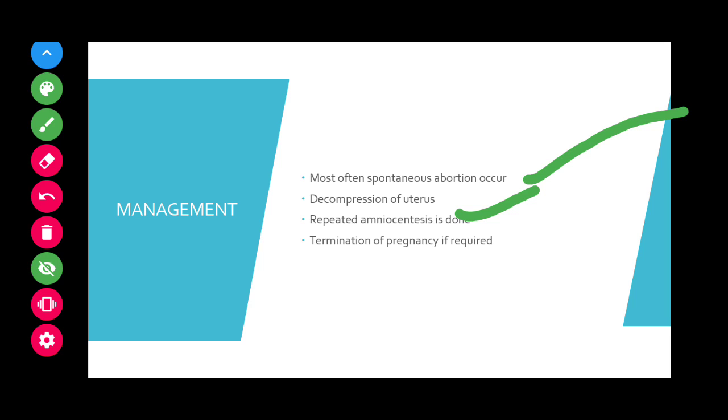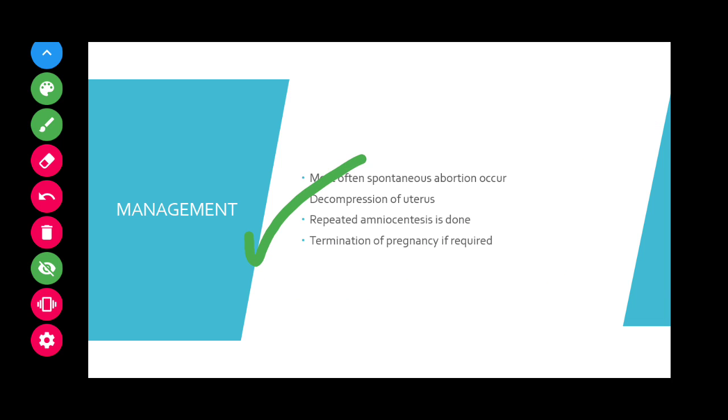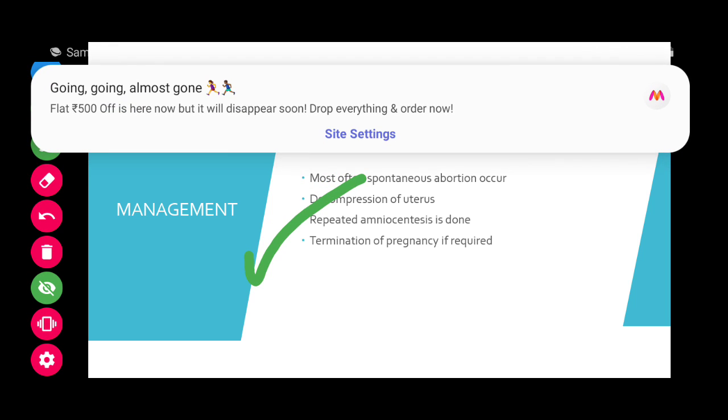After excluding fetal congenital anomaly, let me explain about amniocentesis. Here we withdraw amniotic fluid from the uterus. If we know that a fetal congenital anomaly is present, then definitely they should go for termination of pregnancy. So this is about the management.